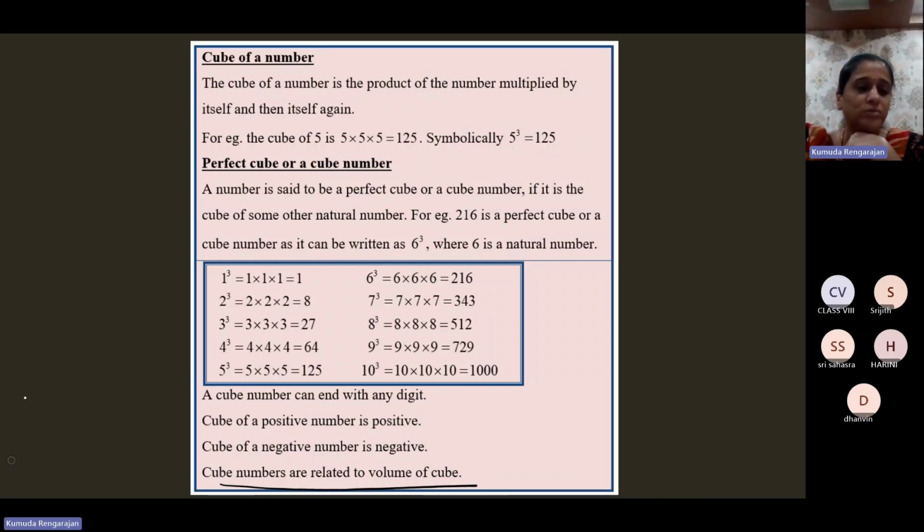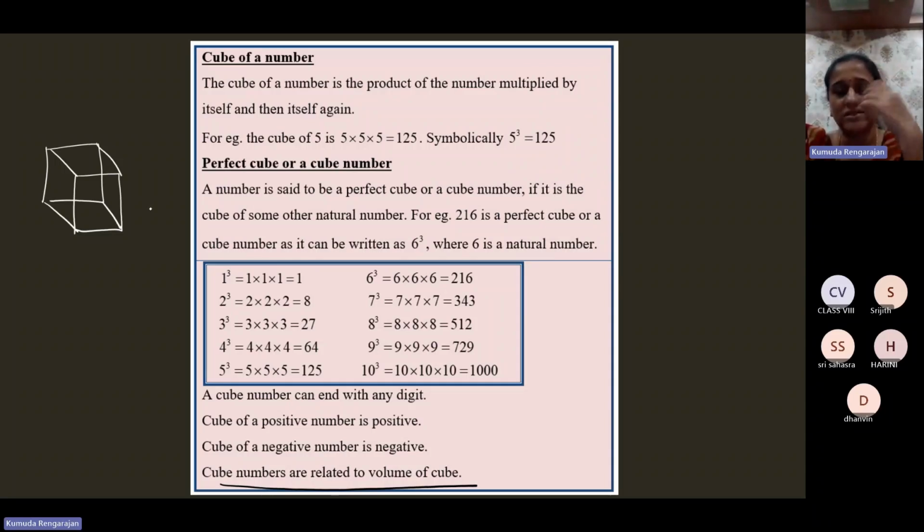So if the volume of a cube is given, a cube is 3-dimensional. It has length, it has breadth, it has height. And all the 3 values are the same in a cube. In a cube, the length is equal to the breadth is equal to the height.